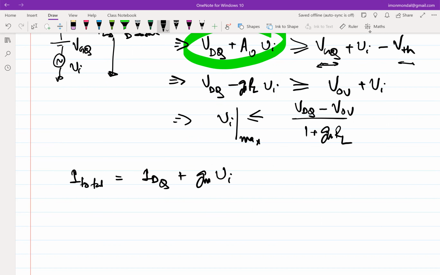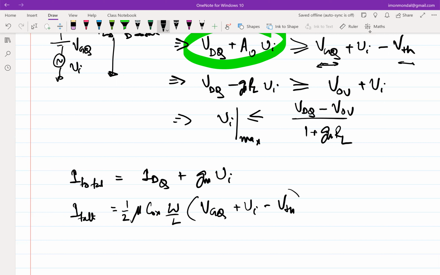But actually my I total is what? I total is mu Cox, W over L, one half, VGQ plus VI minus threshold voltage, whole squared. Right? So that is my I total. So under what condition is this actual I total and this small signal I total the same?